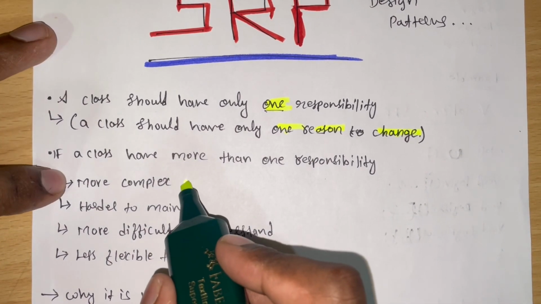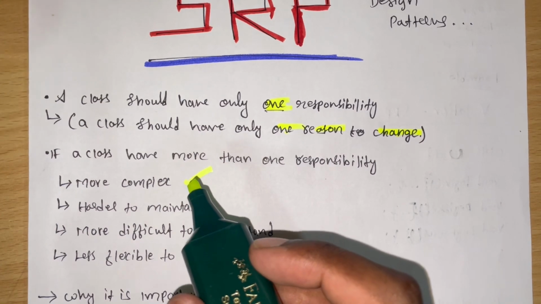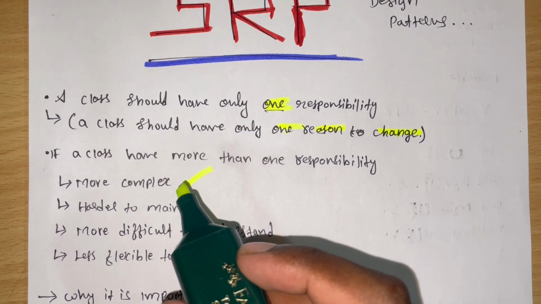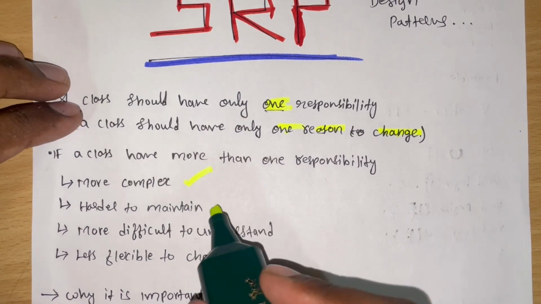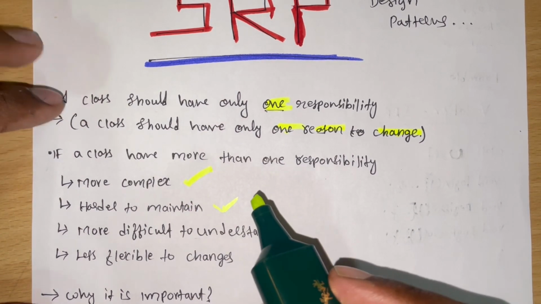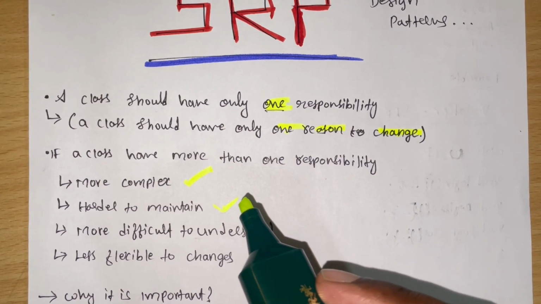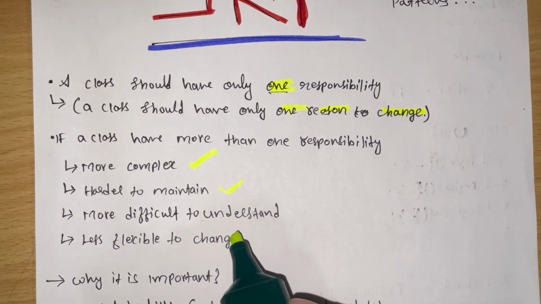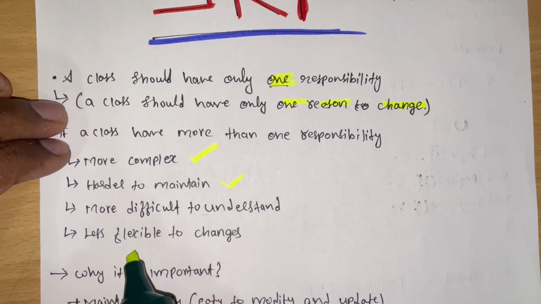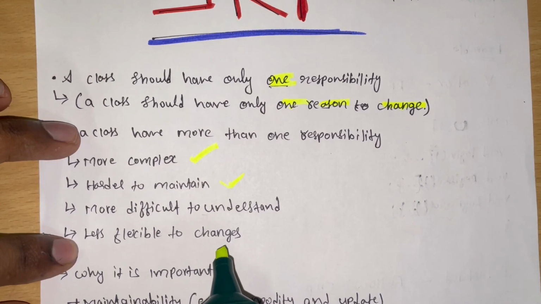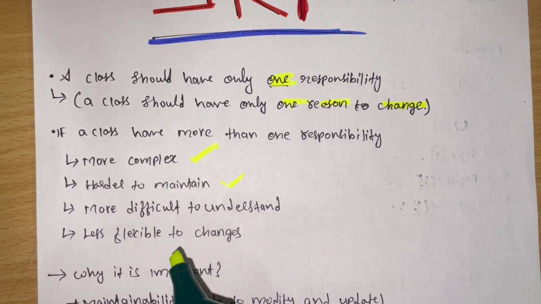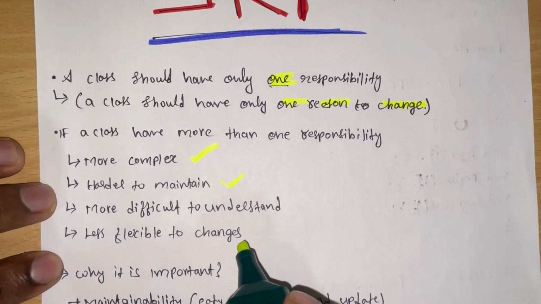It becomes more complex. You have to put all the responsibilities in a single class, in which if you want to alter something, it will be more complex. It is harder to maintain and more difficult to understand whatever requirements you have implemented in a single class, and it is less flexible to changes. That means if you want to change anything, you may have to alter other responsibilities which are present in the same class.